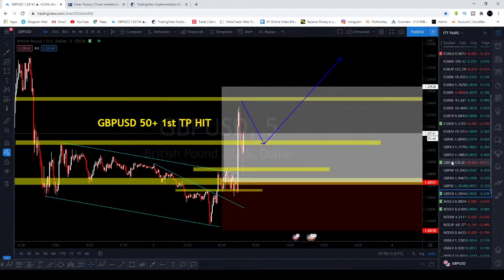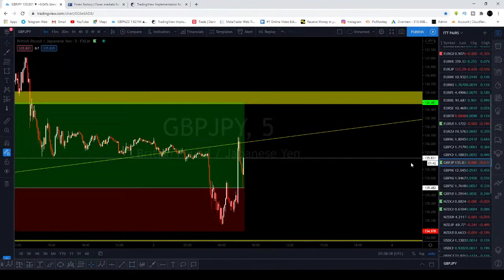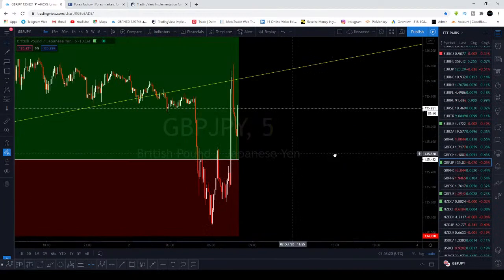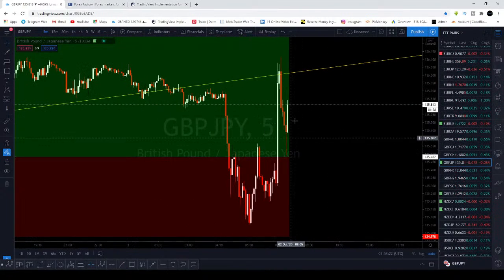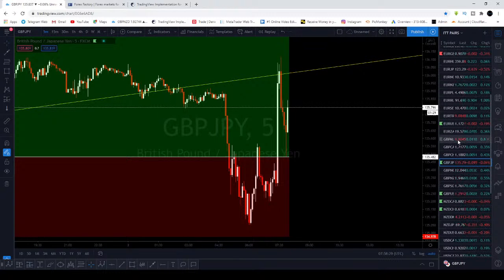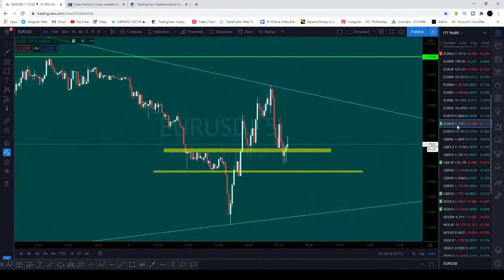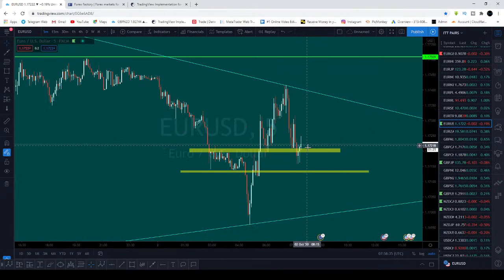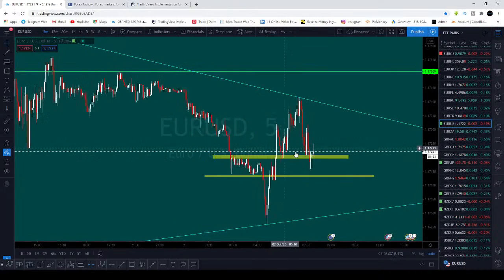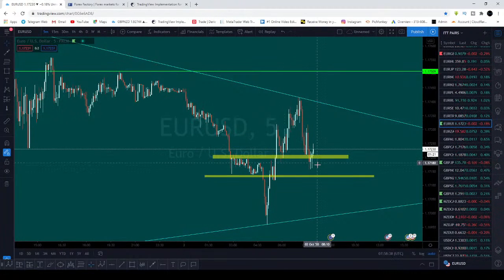Let's try to see GG. Oh, as you can see, GG as well is moving, right? But we are not trading GJ today. We are trading GU. As you can see, Euro USD is still playing across my support line.